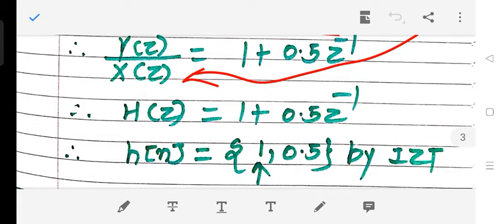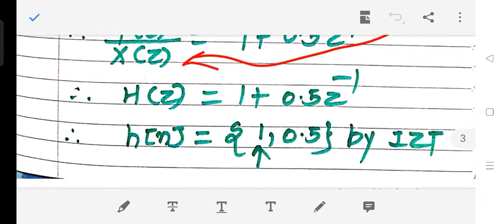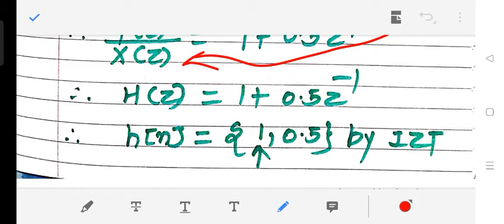And if we take the inverse of the z transform, then what do we get? We get 1 comma 0.5. Here I will just discuss one thing, because we have studied the inverse z transform in our previous syllabus of signals and systems. You can recall that part. So here I have taken the inverse of the z transform, that is h of n equals 1 comma 0.5, where under 1 the arrowhead is provided. Okay, so h of n is 1 comma 0.5 by the inverse of the z transform.